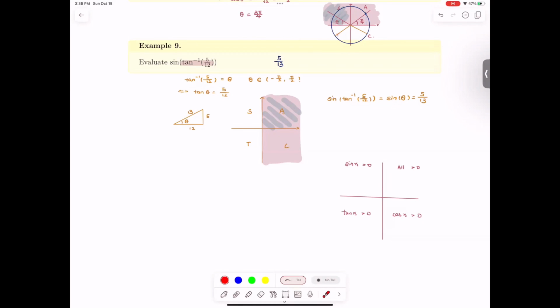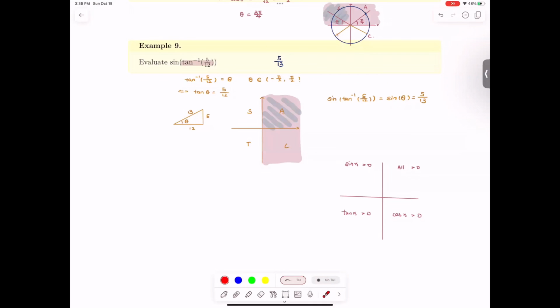This is the range of this, which became the restricted domain of this. But the domain of tangent x itself is not this, okay? It's the restricted domain of tangent x when it has an inverse. Because this theta and this theta is the same thing, that's why I only need to write it once.